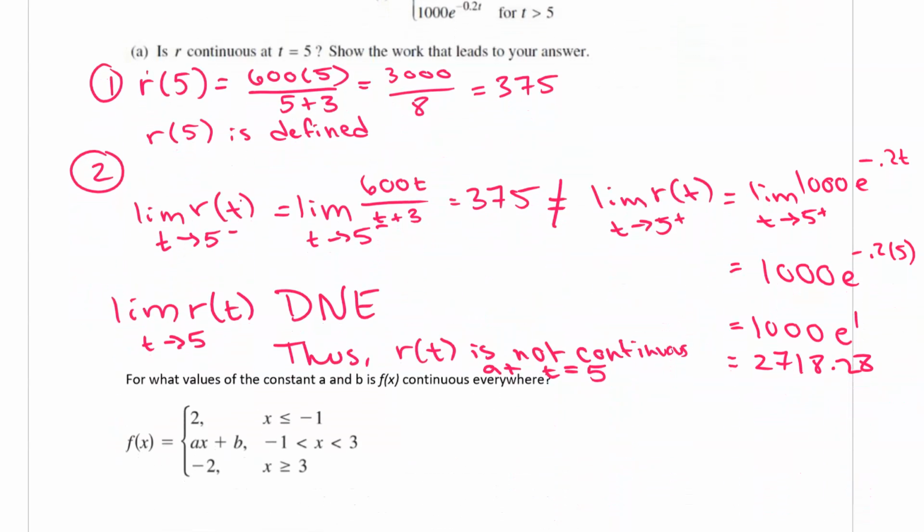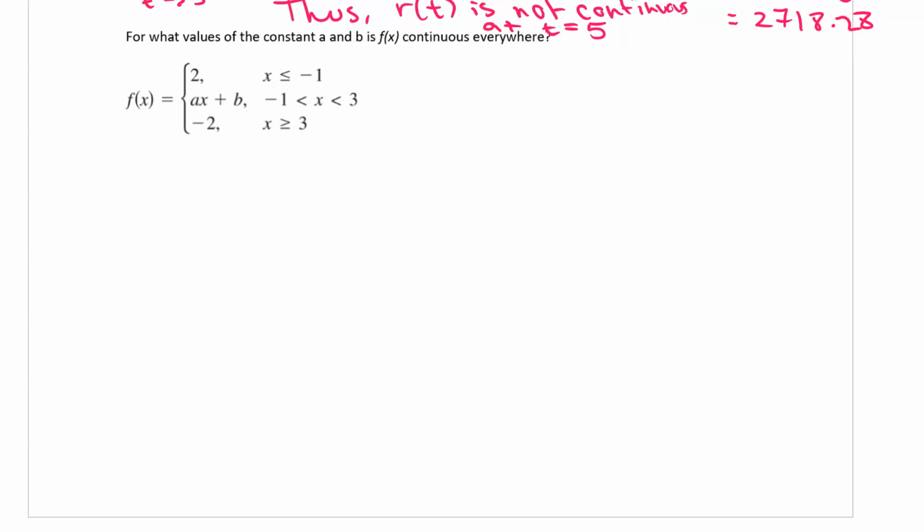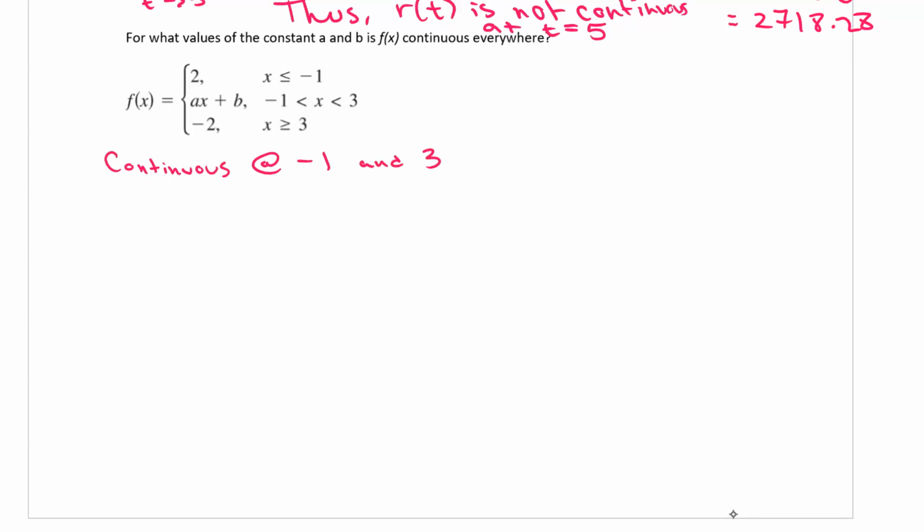All right. Next up, we've got another problem with some constants going on. So we're looking for two constants now, a and b, such that f of x is continuous everywhere. So for it to be continuous everywhere, since this is three pieces, we have to be continuous in two places. We have to be continuous at -1 and at 3.